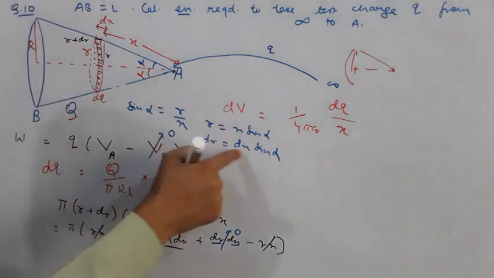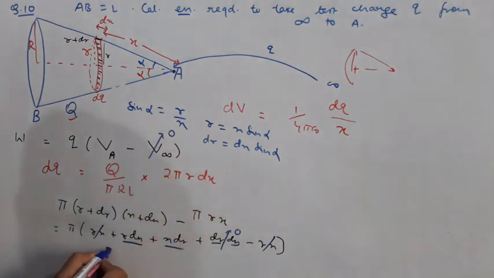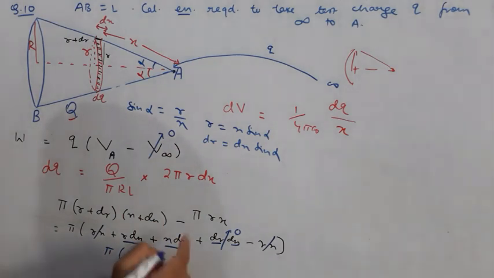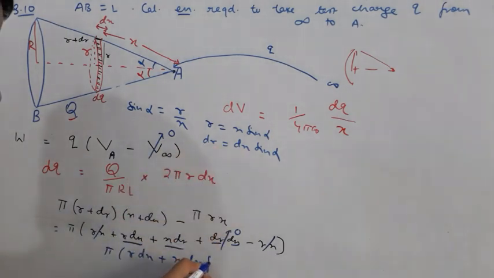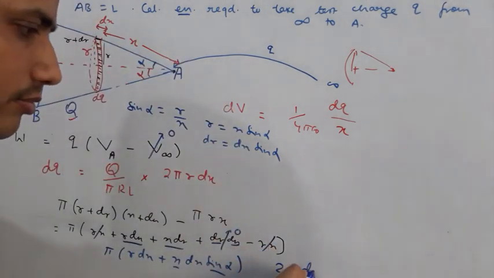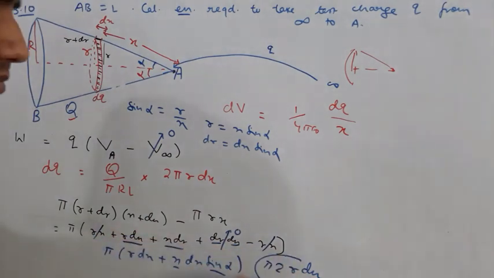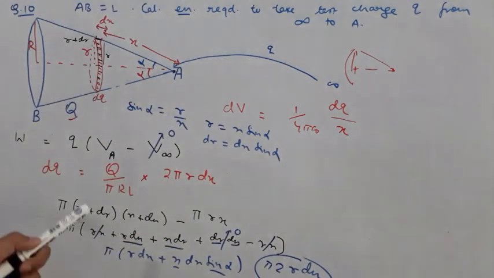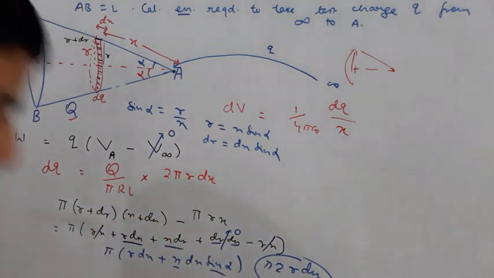Instead of dr, I'll write dx sine alpha. So how much will be left? Pi times (r dx plus x dr). Instead of dr, I'll write dx sine alpha. Now you see x and sine alpha. What is x times sine alpha? That is r. So it becomes r dx plus r dx, that is 2r dx, multiplied by pi. This is what I had written somewhere, 2 pi r dx. Is it clear, students? So let me rub this part.